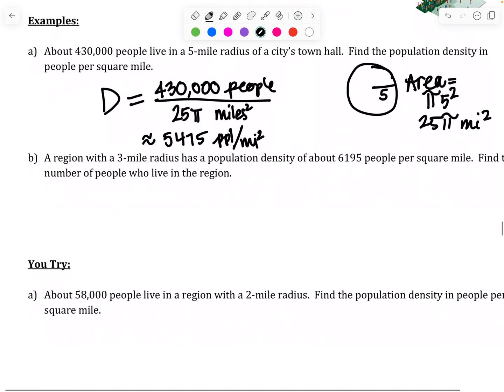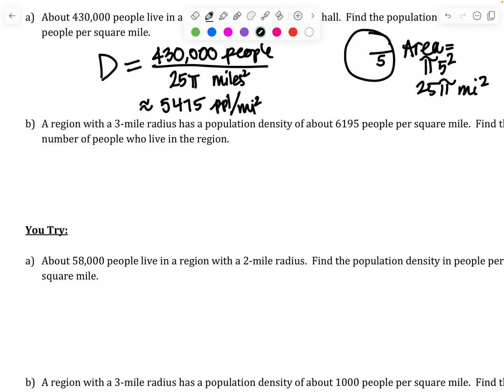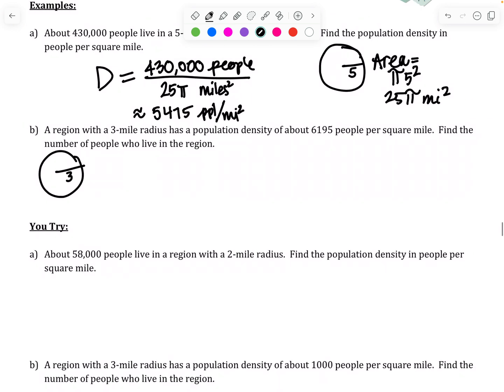Letter B, a region with a 3-mile radius has a population density. So let's draw what we know. Here's the region. And it has a population density of about 6,195 people per square mile. Find the number of people who live in the region. So density is equal to people per area. This time, we know the density, so we can put that here. Find the number of people, that's going to be X, what we're trying to find.